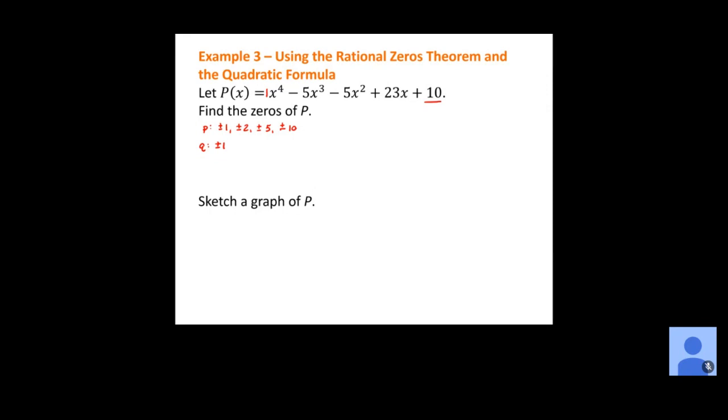Okay. And then for the leading coefficient, for the q values, we just look at the 1. Only factors there are 1 and 1. So it's either +1, +1, or -1, -1. That's why you have to have plus or minus 1. Now, once we have the p's and q's, what do we have to do with them?